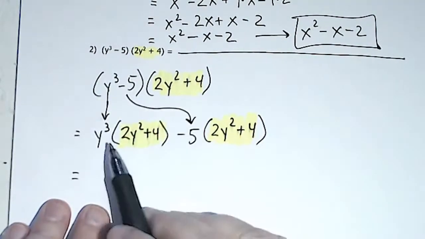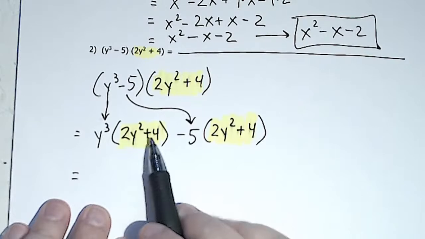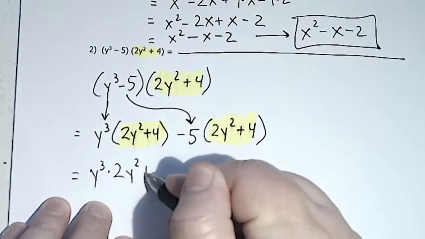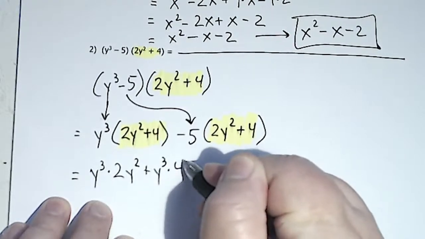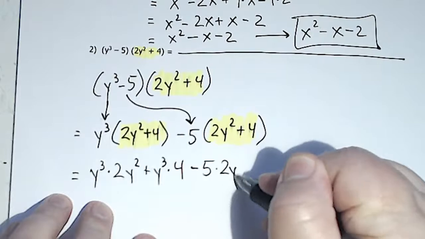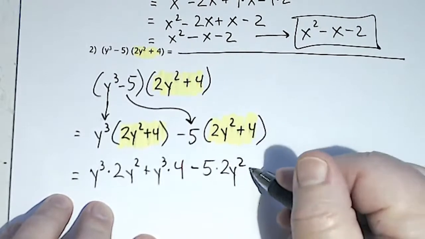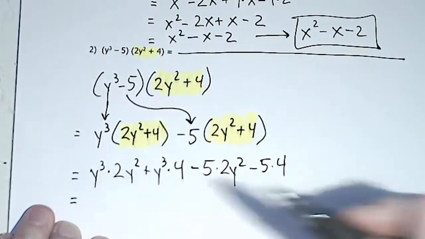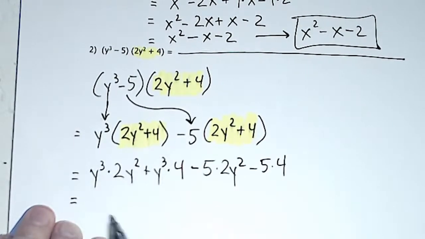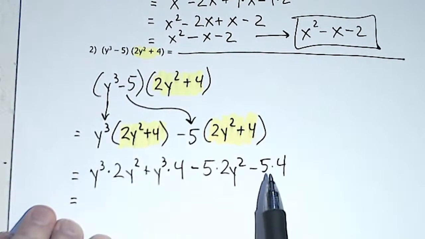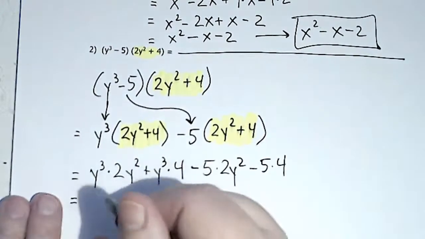Okay, now I'm going to take y cubed, distribute it through. So it's y cubed times 2y squared plus y cubed times 4 minus 5 times 2y squared. This is the negative 5 going through, minus 5 times 4. And then I'm going to simplify it. Now, if you're able to go from this step to this last step, awesome. I don't trust my brain enough. I have to write down the intermediate steps, so I've got something to check.